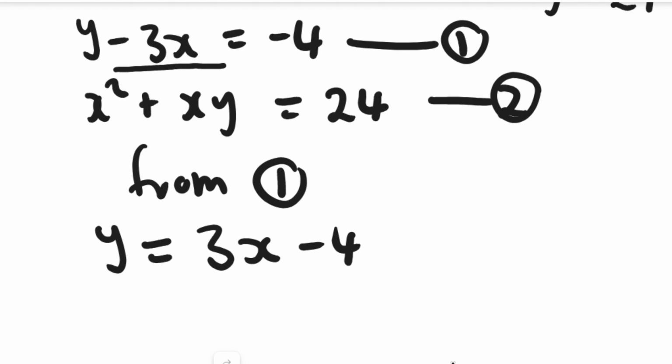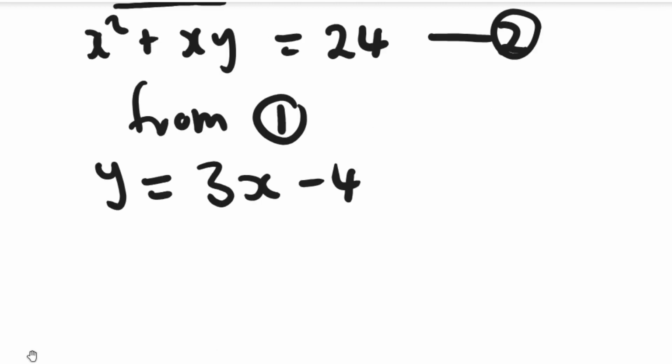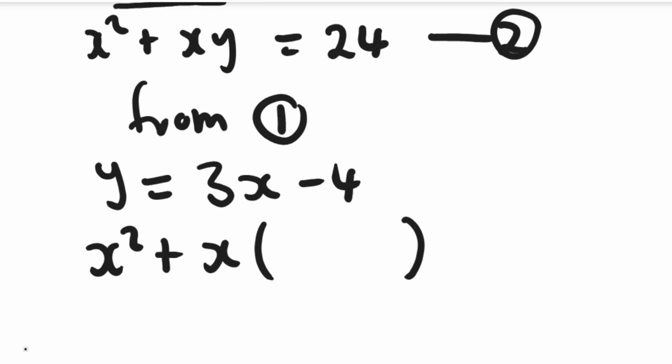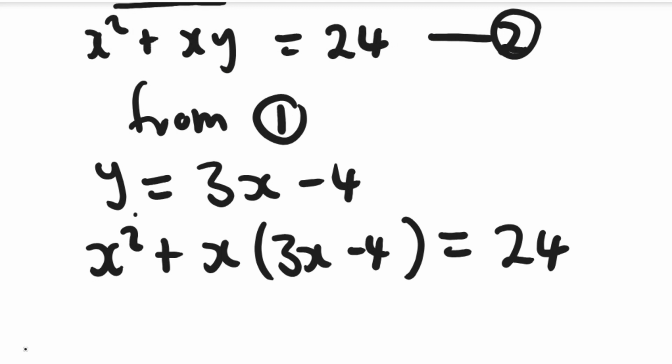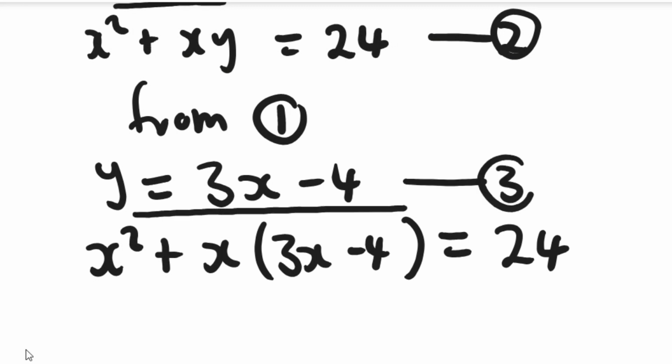Now we want to substitute it. When we see y in equation 2, we want to put this 3x minus 4 in the place of y. So we're going to have x squared. I'm rewriting equation 2 now. We have x squared plus x times y. When we see y, we open brackets and put something in the place of y, equal sign 24. That's equation 2. Let's replace y with 3x minus 4 because this is our new value of y according to equation number 3.